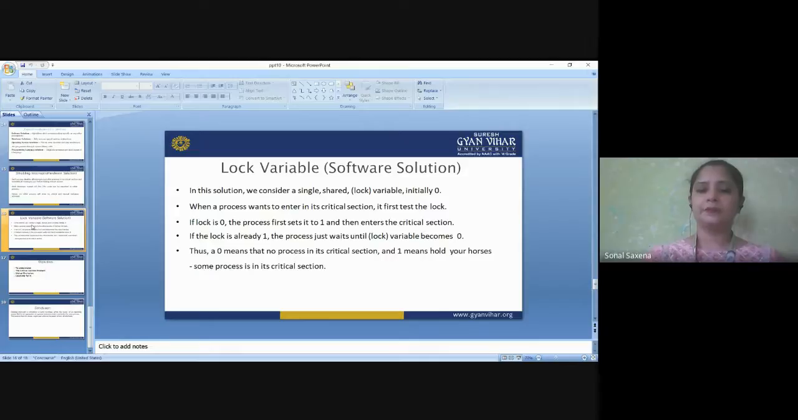So if the lock is already 1, the process just waits until the lock variable becomes 0. It could be that a process wants to enter the critical section, but before entering, it sees that the semaphore or the lock variable already has a value 1. That signals that there is another process running inside the critical section, so it has to wait until the lock variable becomes 0. So simply we can conclude that a 0 means that there is no process in the critical section, and 1 means that the critical section is busy with a process inside it, and it needs mutual exclusion there.